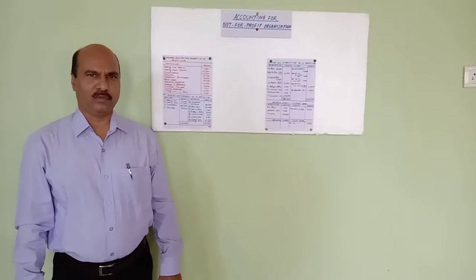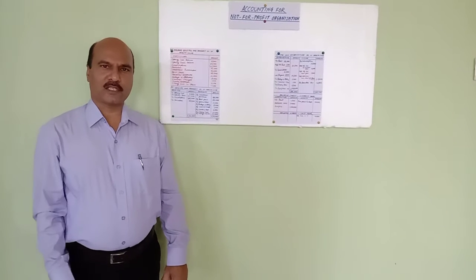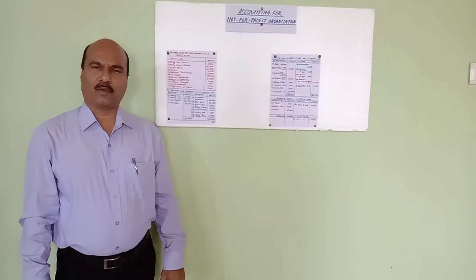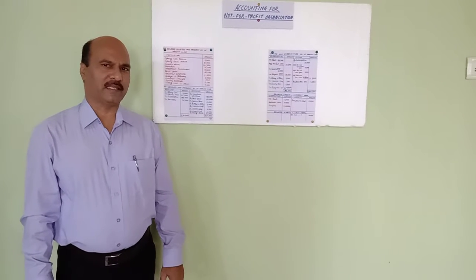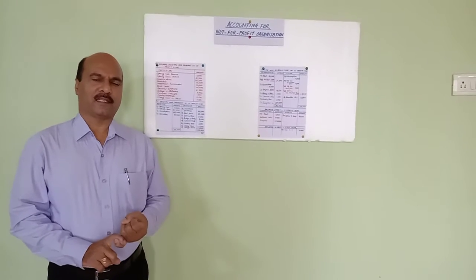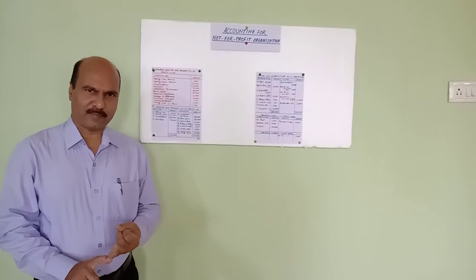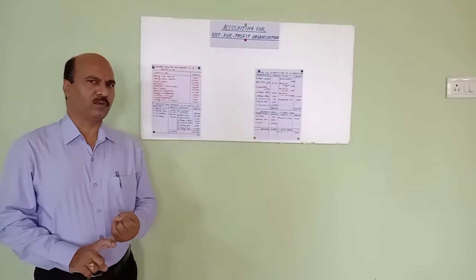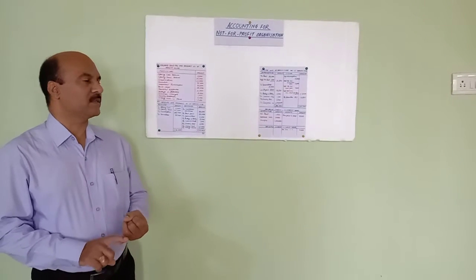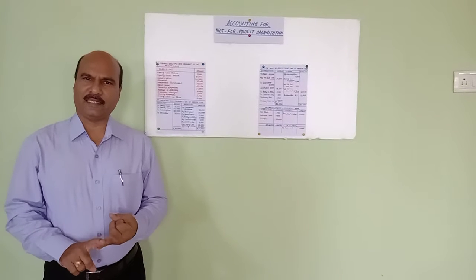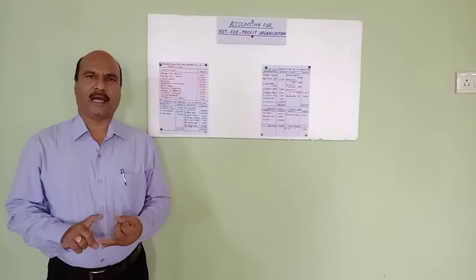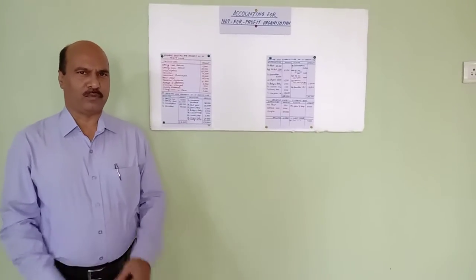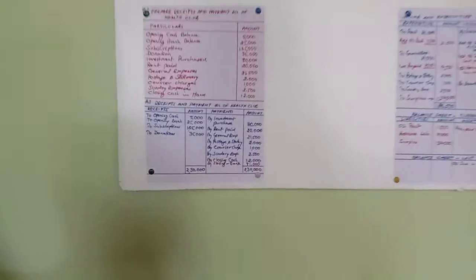Today we are going to learn the process of financial accounts for a not-for-profit organization. As I told you, there is a receipts and payments account, an income and expenditure account, and the balance sheet. Today I am going to teach you about the receipts and payments account and then the income and expenditure account. I made the question with red ink and the answer with blue ink. Let's see the question.